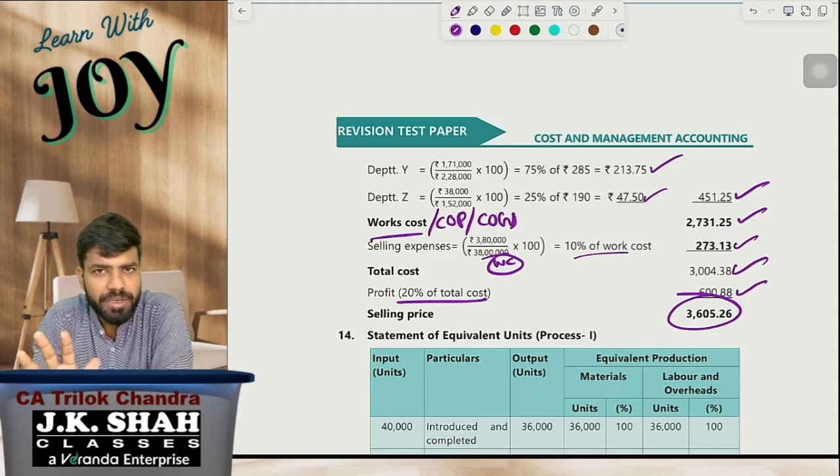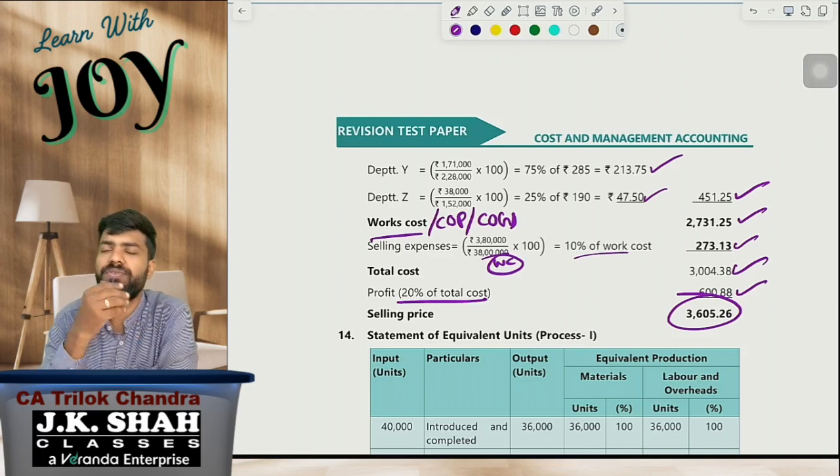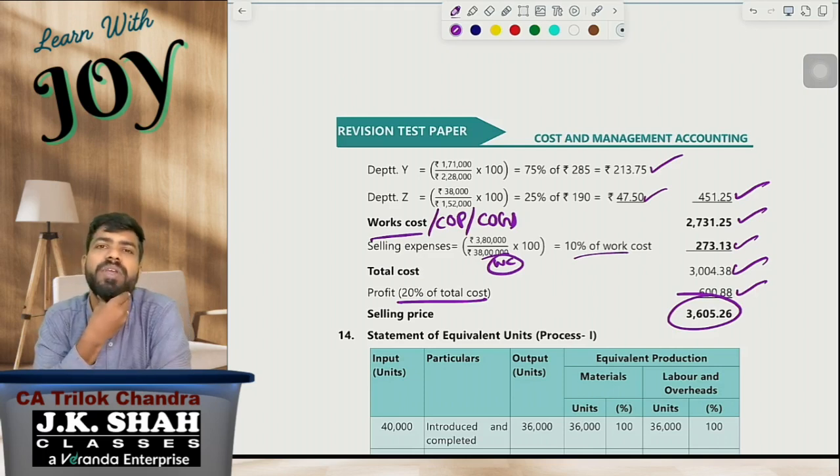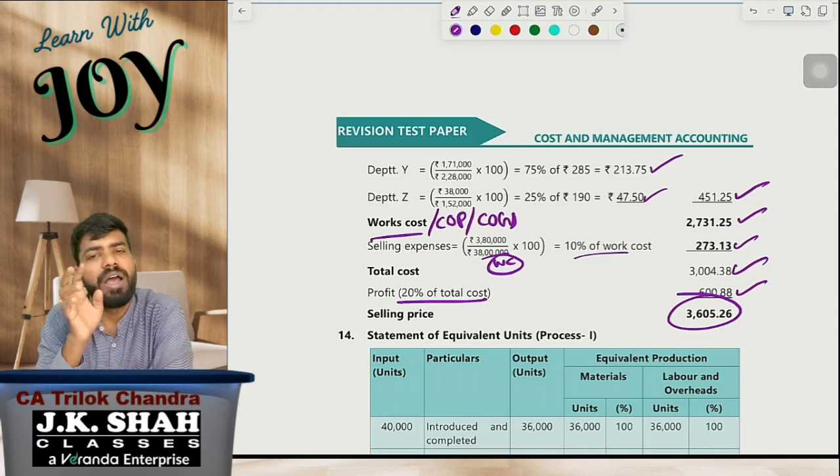All of you clear? Okay, so this is about job cost sheet. Let us start with the question from the process costing. We all know that when it comes to process costing, two types of questions are possible: with stock, without stock. And there are two methods: FIFO and weighted average method.